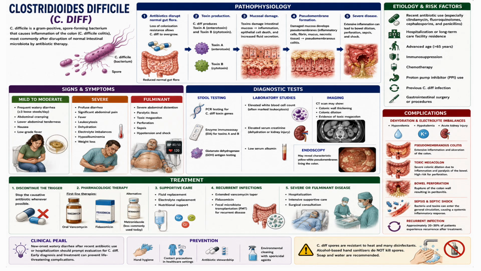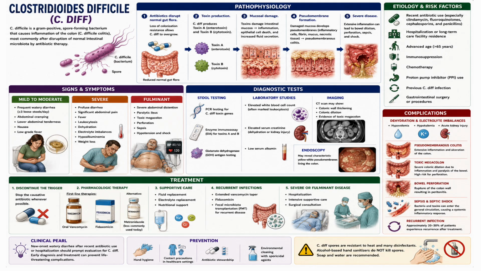Severe cases may progress to dehydration and electrolyte imbalances due to the loss of fluid, and toxic megacolon, bowel perforation, sepsis, and even shock. Diagnosis is made through stool testing for C. diff toxins, lab studies showing leukocytosis and dehydration, and occasionally imaging or endoscopy. Treatment includes stopping the causative antibiotic, administering oral vancomycin or fidaxomicin, and providing fluid and electrolyte replacement.